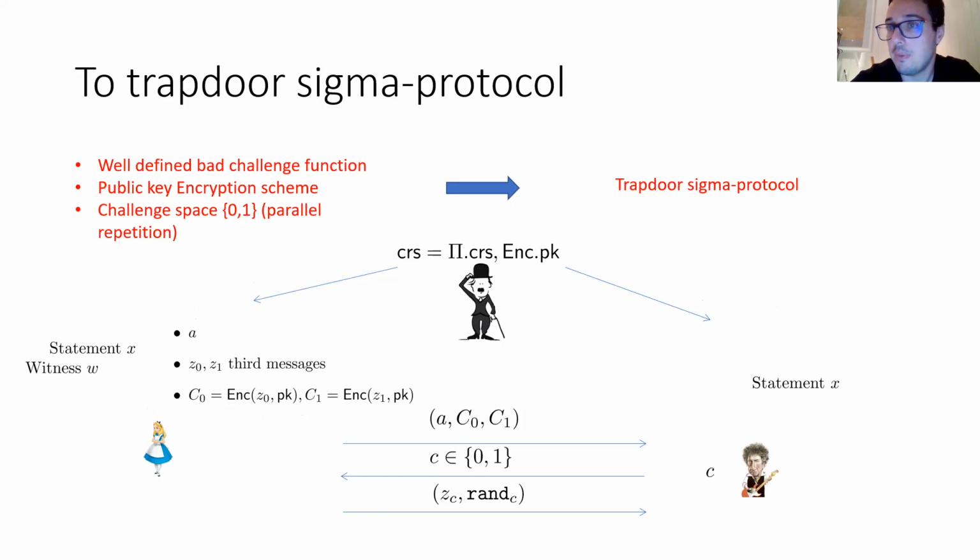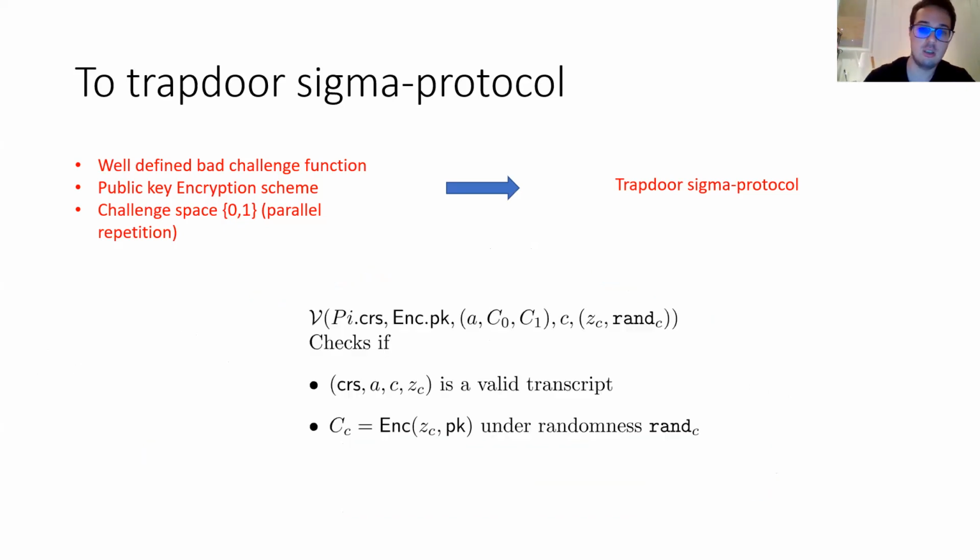The idea is to add a public key to the CRS, and then the prover, once it has computed the first message A, also computes the two possible third messages, zeta_0 and zeta_1, relative to challenges 0 and 1. Then it uses the public key in the CRS to encrypt those messages and sends the first message A and the two ciphertexts as the actual first message. In the third round, upon receiving the challenge C, it sends the corresponding third message zeta_C with the randomness it used to encrypt it. The verifier just checks if it received a valid transcript, and if the ciphertext it received in the first phase is well formed.